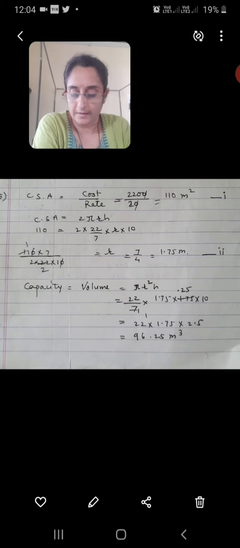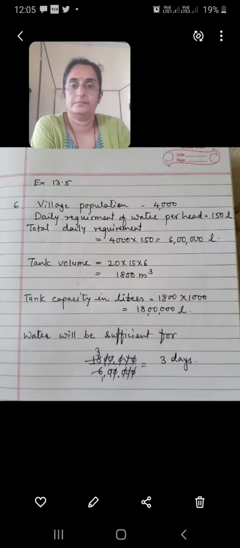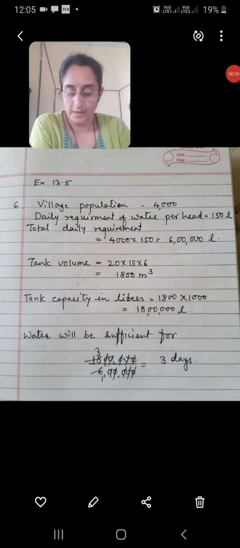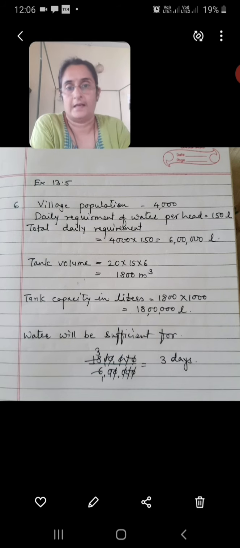If it has a tank measuring 20 meters into 15 meters into 6 meters, for how many days will the water of this last? I have taken question number 6 from 13.5. The question is, a village having a population of 4,000 requires 150 liters of water per head per day. It has a tank measuring 20 meters into 15 meters into 6 meters. For how many days will the water of this tank last?